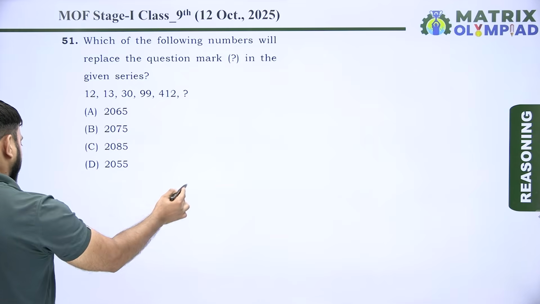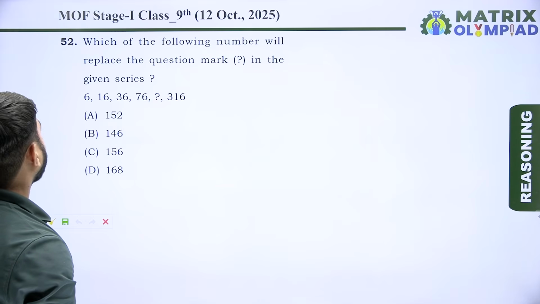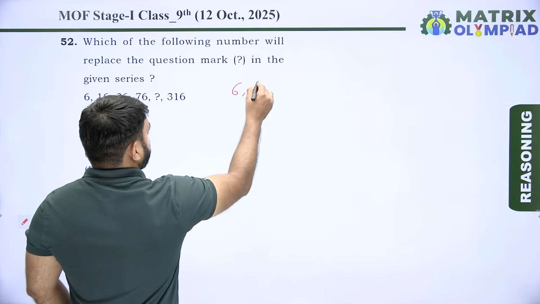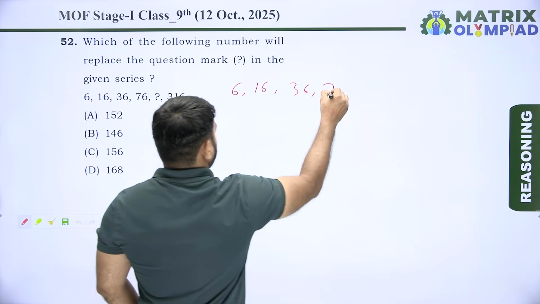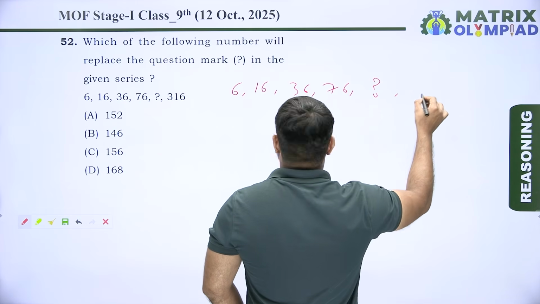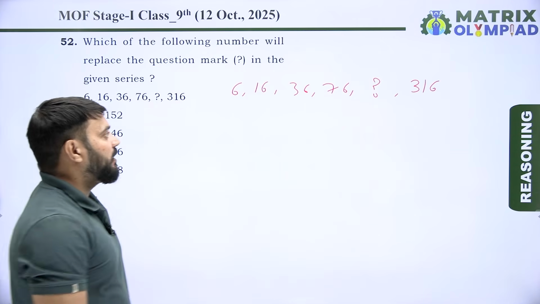Let's move on to the next question. Now the next question is question number 52. Which of the following numbers will replace the question mark in the given series? The series is 6, 16, 36, 76. After 76 the next number is missing, and after the missing number the next is 316. Now find the pattern.